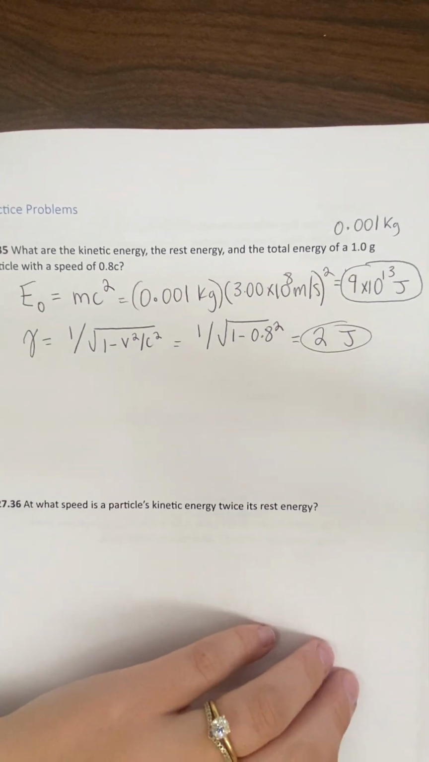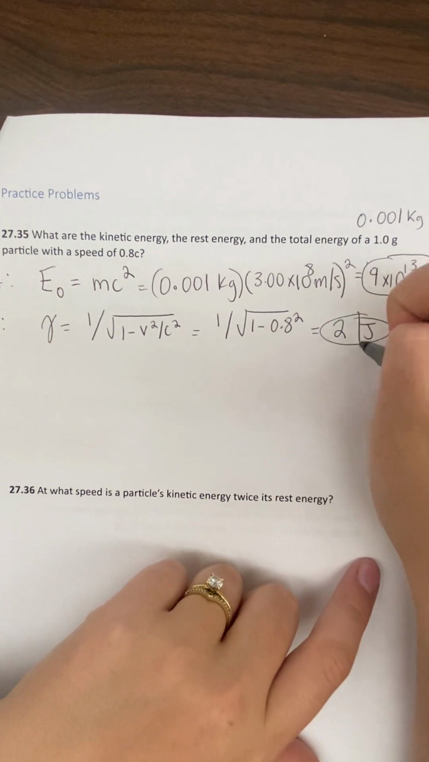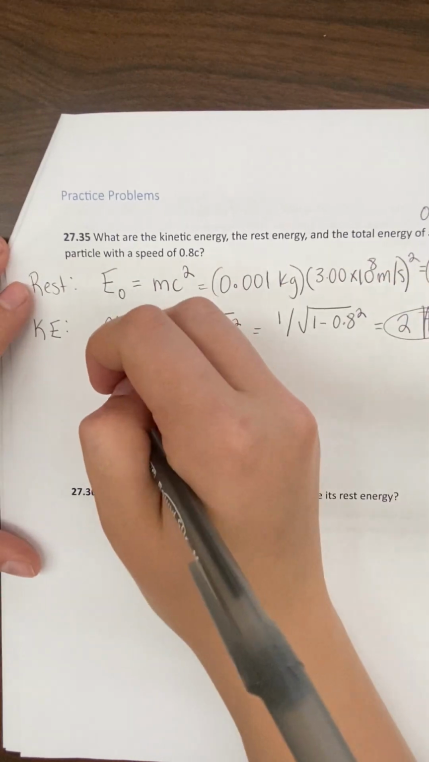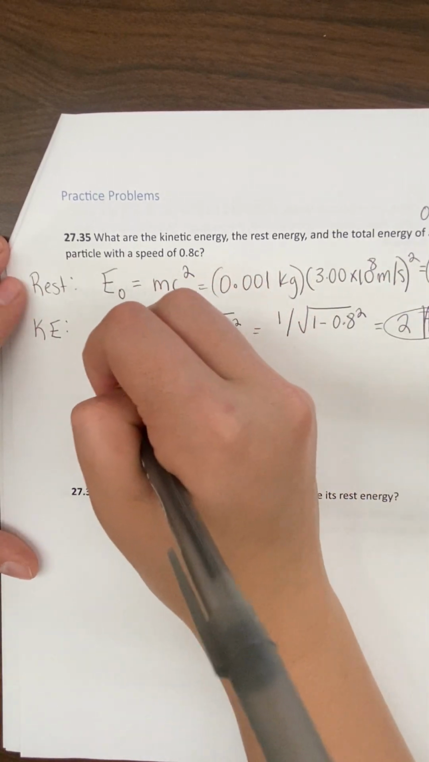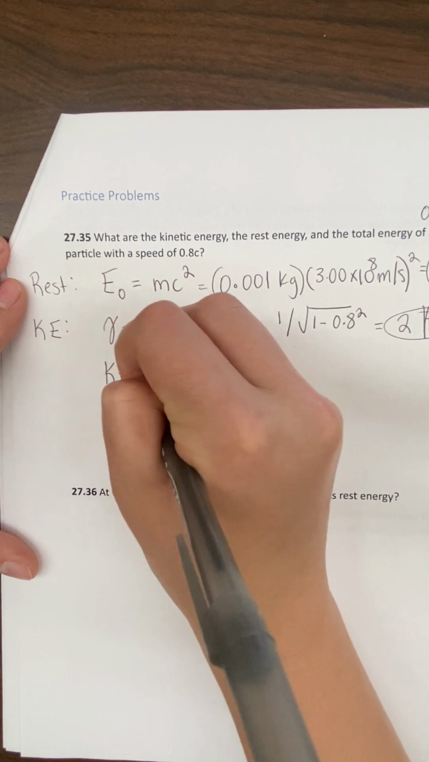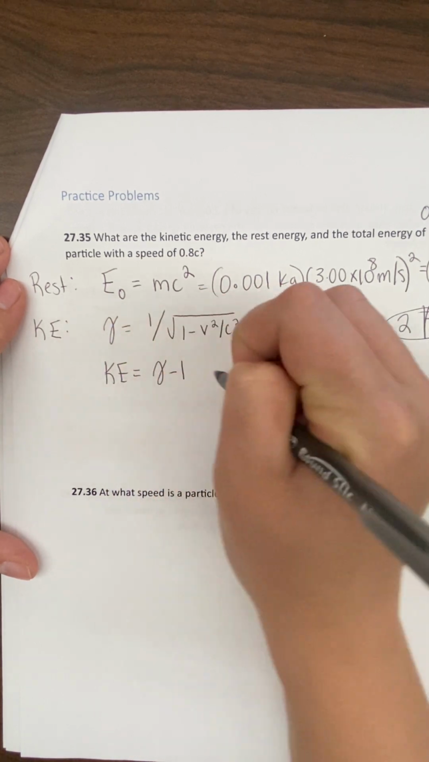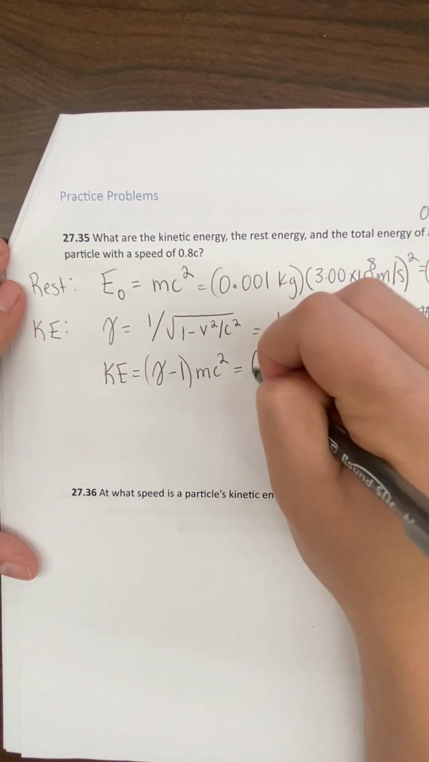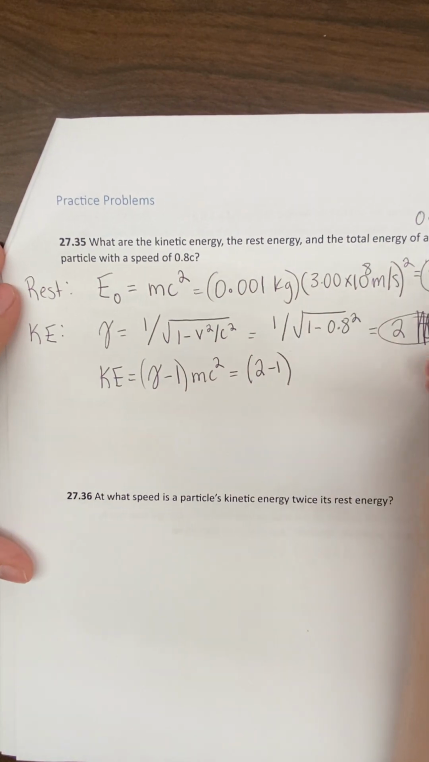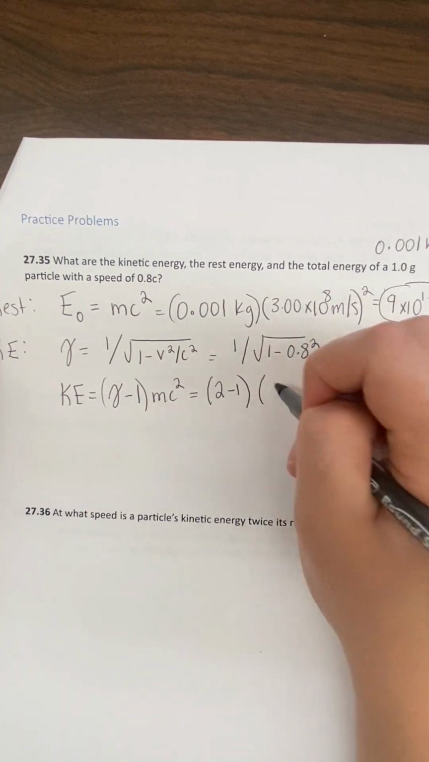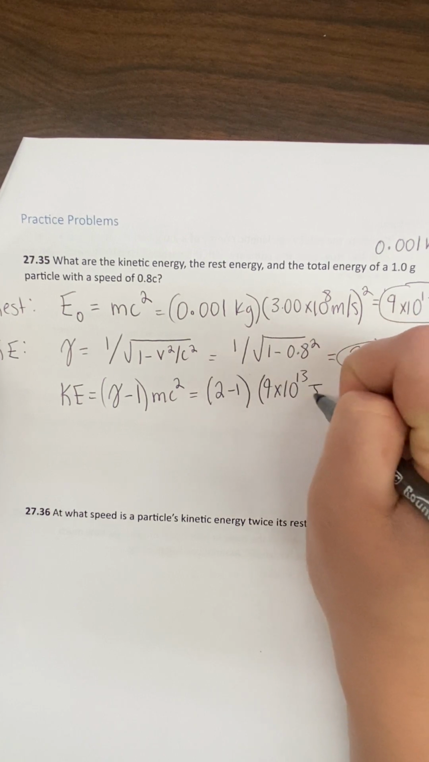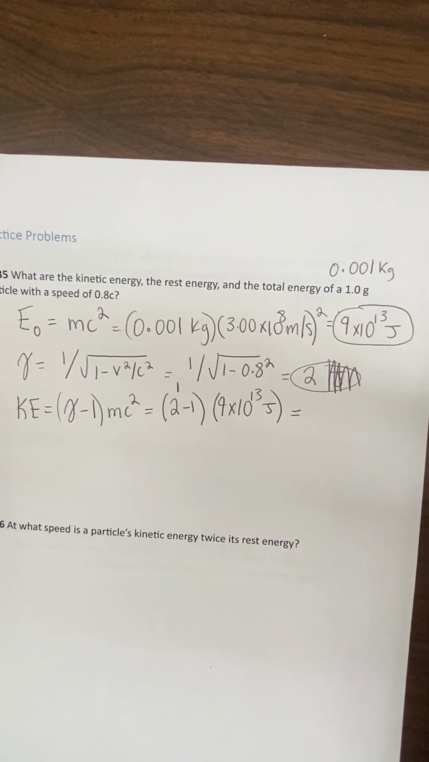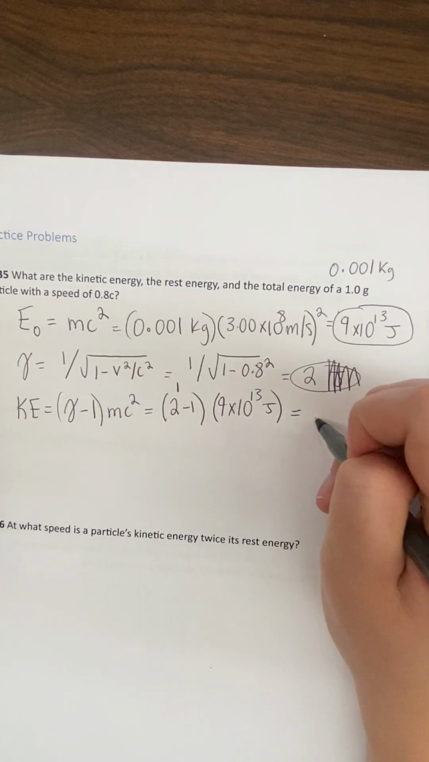So we've got the rest, oh, sorry, we're not done. Okay, it's just 2, gamma's 2. We have to find the energy. So kinetic energy formula is gamma minus 1 times mc squared. So gamma is 2. mc squared is the rest energy. This is 1 because 2 minus 1 is 1. So it looks like in this case that the kinetic energy and the rest energy are actually the same.